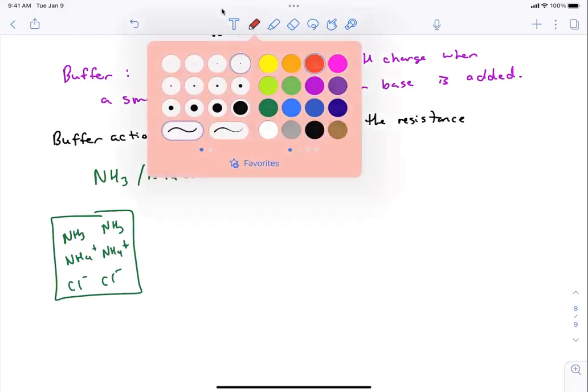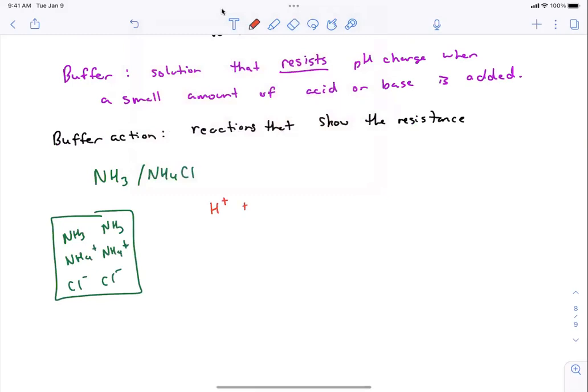Now, if I add H plus to this buffer solution, what species is going to absorb that H plus so that it's no longer free, but also keep it together? If it reacts with Cl minus, what does it form? HCl. And what kind of acid is HCl? Strong acid. So what's going to happen? Is the HCl going to stay together? No. It dissociates. So that's not buffering, because the H plus is going to break off anyways.